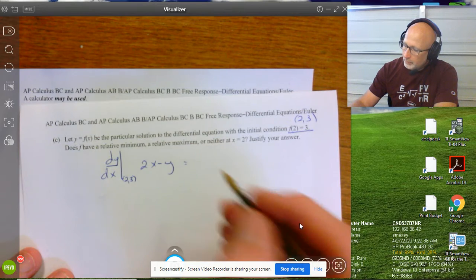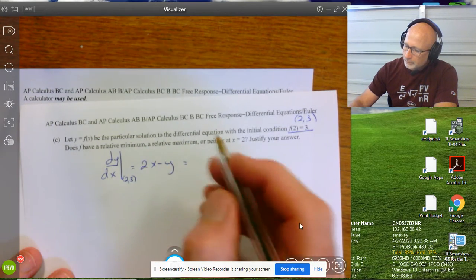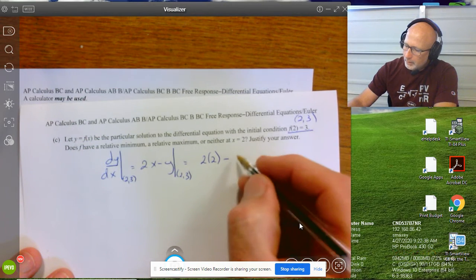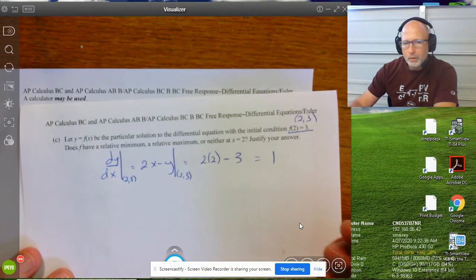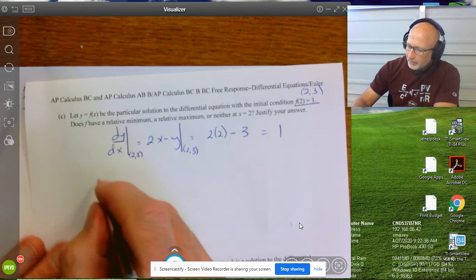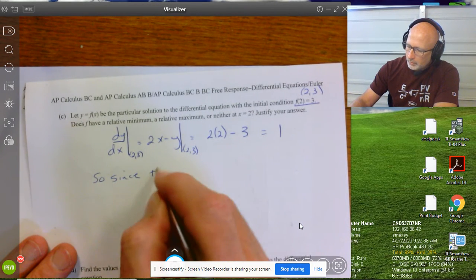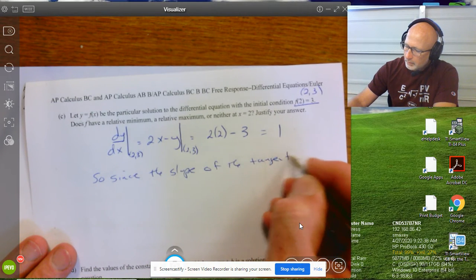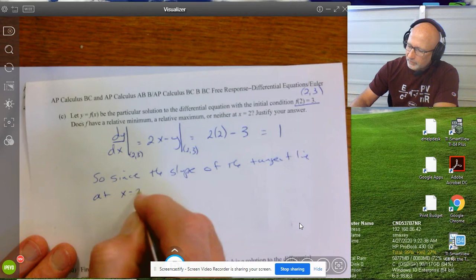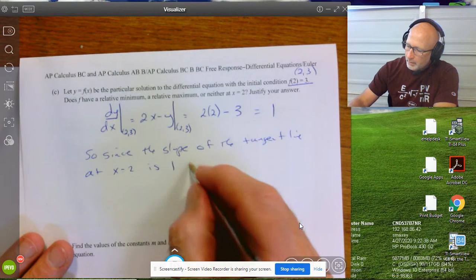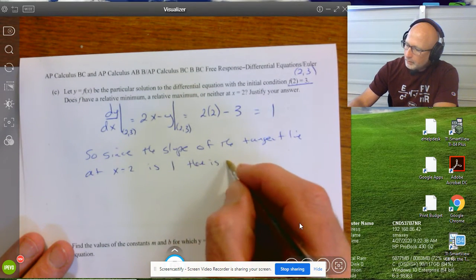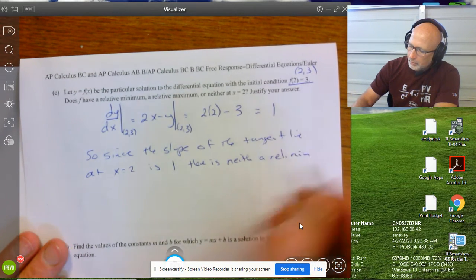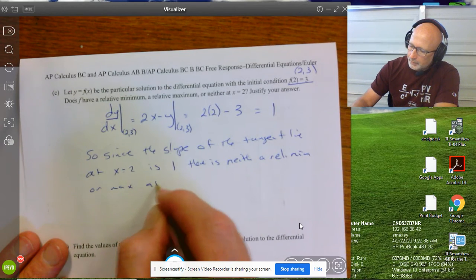So that's going to be equal to 2 times 2 minus 3, which is 4 minus 3, which gives you 1. Well, that's nothing, right? So since the slope of the tangent line at x equal to 2 is 1, there is neither a relative min or max at that point.